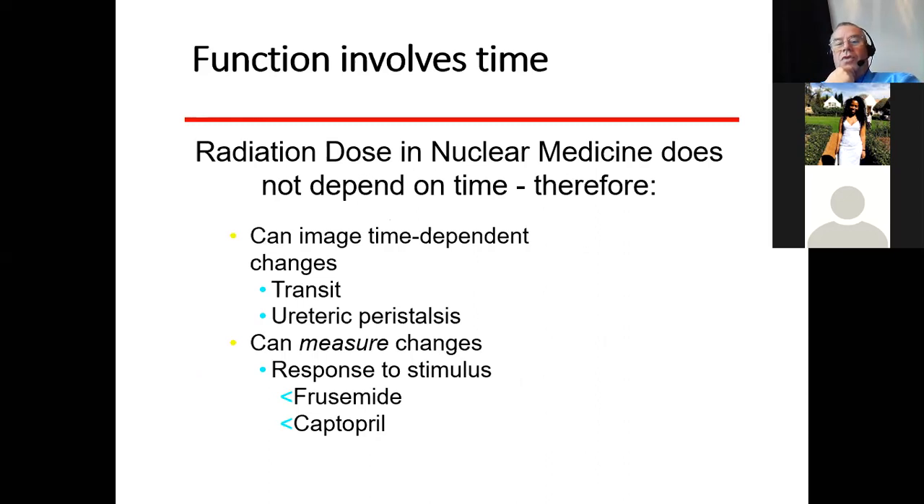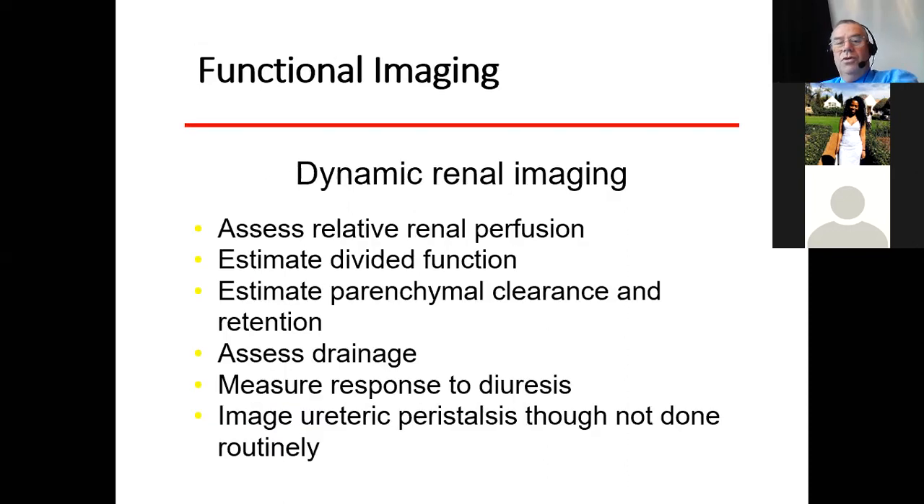So radiation dose in nuclear medicine doesn't depend on time, so you can keep imaging for as much as you want. You can do things like transit studies, ureteric peristalsis studies. Again, these aren't particularly useful. They've not remained popular. Or you can measure changes. You can add furosemide or captopril and look at that pre and post those drugs if you want.